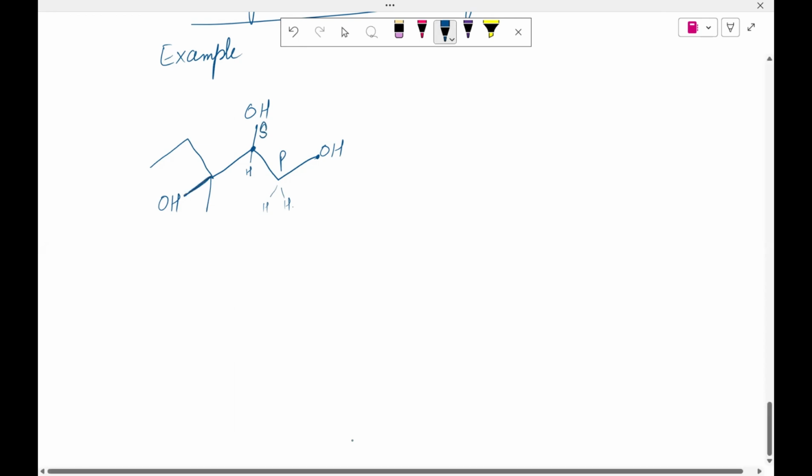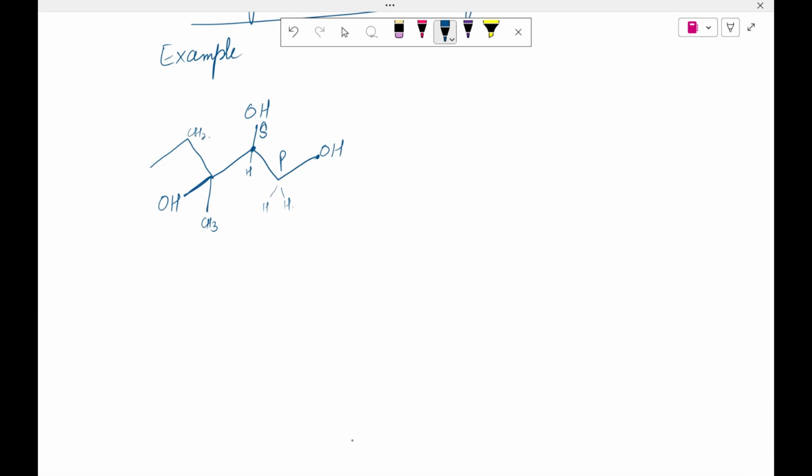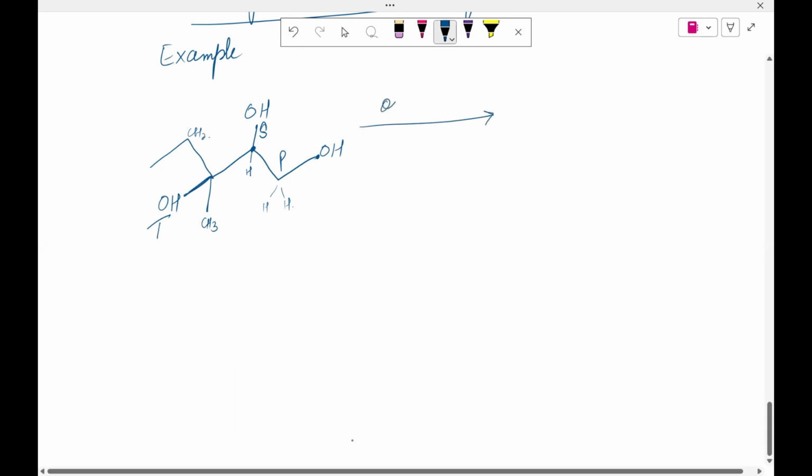So what do you think this one would be? This is basically a CH3 group here, and this is a CH2 group here, and this is also a CH2 group here. So what do you think this one would be: primary, secondary, or tertiary? Tertiary. Great. So this is tertiary. So if we have to oxidize it, if we are oxidizing it, how are we going to draw the structure?